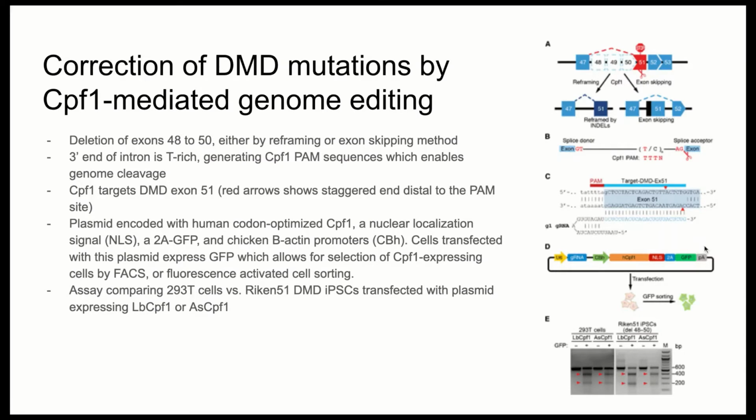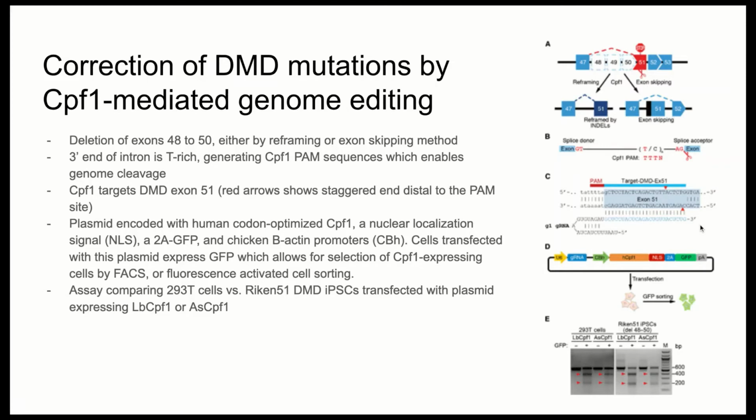Next, in part D, you'll see the plasmid encoded with human codon optimized CPF1. Also, it is encoded with NLS, which is a nuclear localization signal, which essentially tags a protein for import into the nucleus via nuclear transport. It's also encoded with 2A GFP, which is green fluorescent protein, and chicken beta-actin promoters, labeled as CBH. Cells transfected with this plasmid express GFP, which allows for selection of CPF1 expressing cells via fluorescence activated cell sorting.